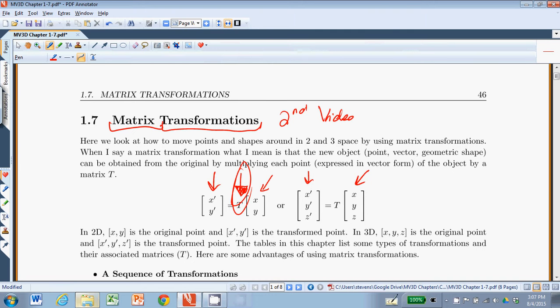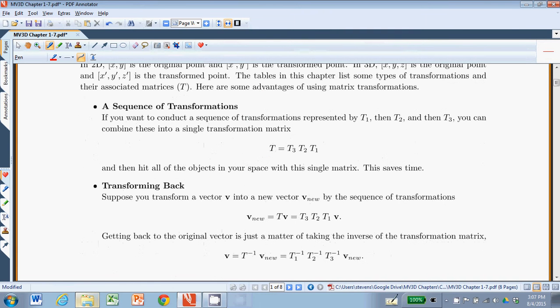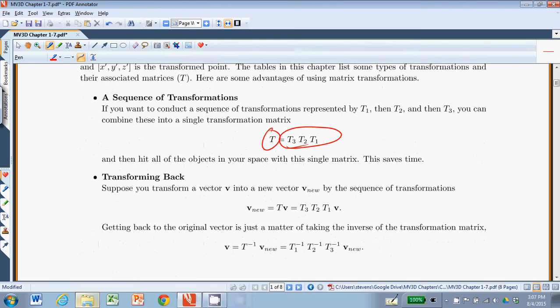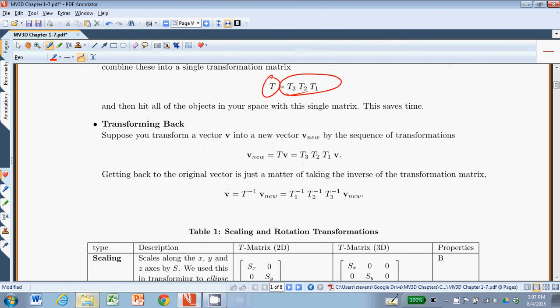You're multiplying on the left by this matrix, and you hit every point of your 2 or 3D object with this matrix multiplication. The great thing about this is if you have a whole sequence of operations, you can multiply all of the matrices together to create one single matrix transformation that does what you want. And likewise, if T gives you the transformation to a new point or new vector, T inverse, when you apply it to the new vector, will get you back to the original one. So you go back and forth.